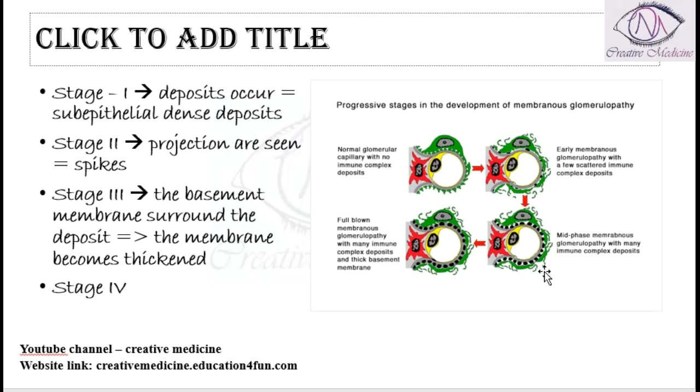Then in stage 3, the glomerular basement membrane has many deposits. These black colored areas are deposits. So in stage 3, the glomerular basement membrane surrounds the deposits, so the membrane becomes thickened. And finally, in stage 4, you will see lots of immune complex deposits along with thick basement membrane.